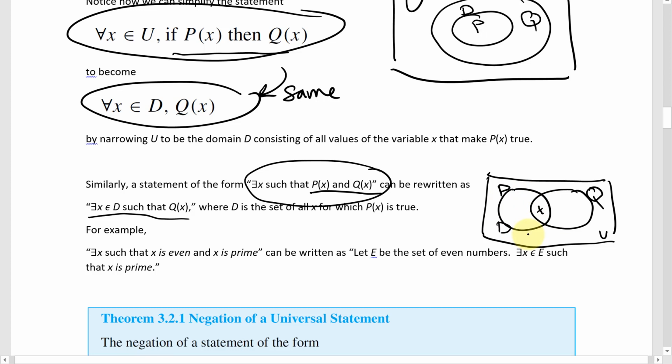So that's the idea. Here's an example. You could begin with a statement, there exists x such that x is even and x is prime, and we could change how it's stated in a way similar to what's happening here. Rather than just saying there exists some number, we'll say let E be the set of even numbers. And then we could say that there exists x element of the even numbers such that x is prime.